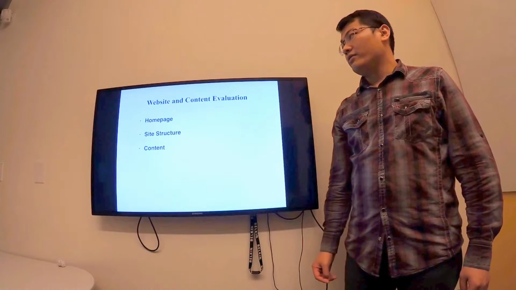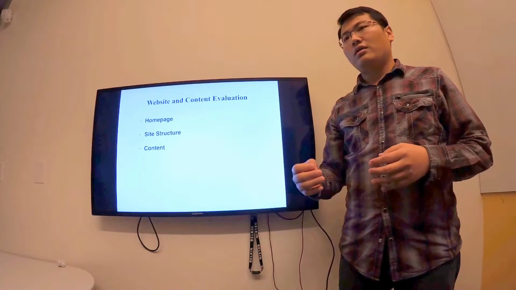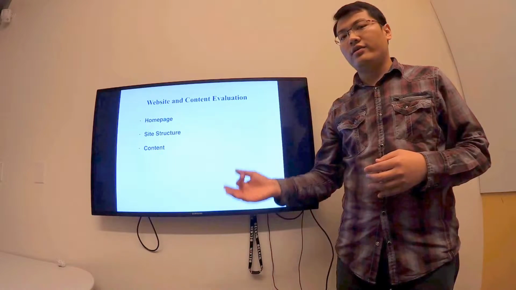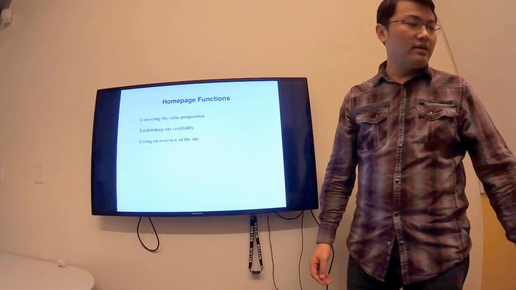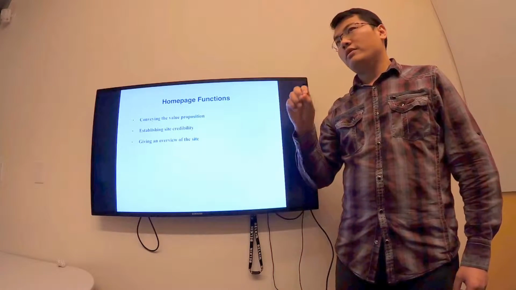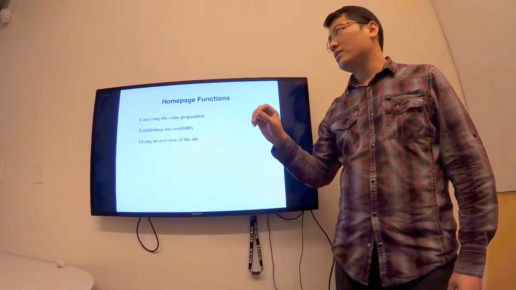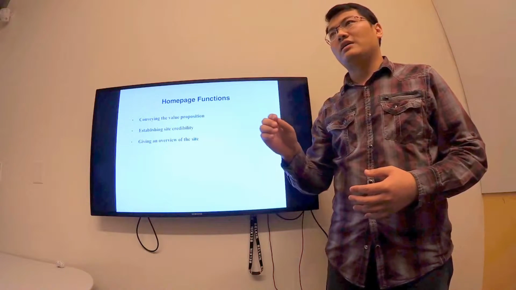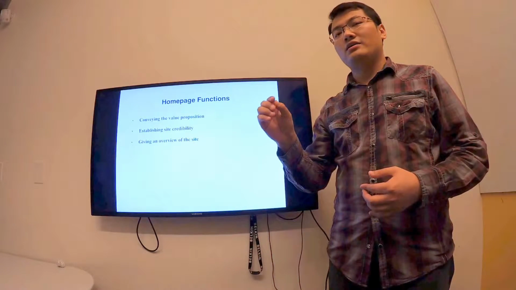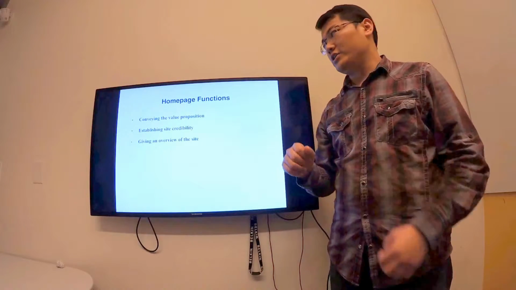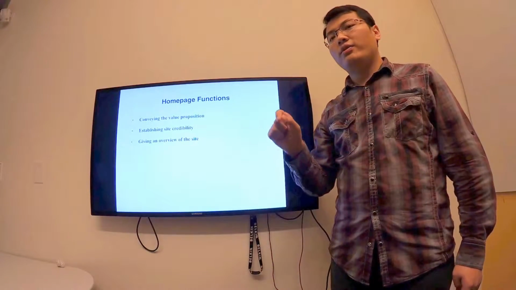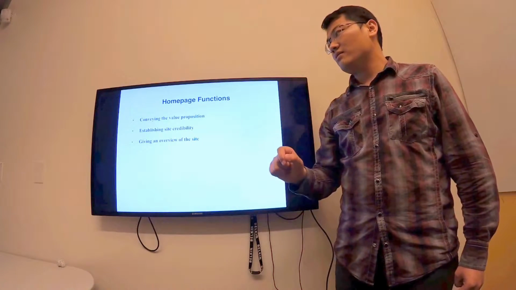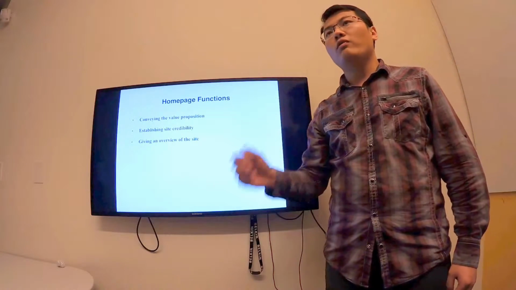For my evaluation, I will review this website in three parts: homepage, site structure, and content. First, I'm going to evaluate its homepage according to homepage functions, which we can also call metrics. The first one is conveying the value proposition. The second one is establishing site credibility, and the third one is giving an overview of this website.